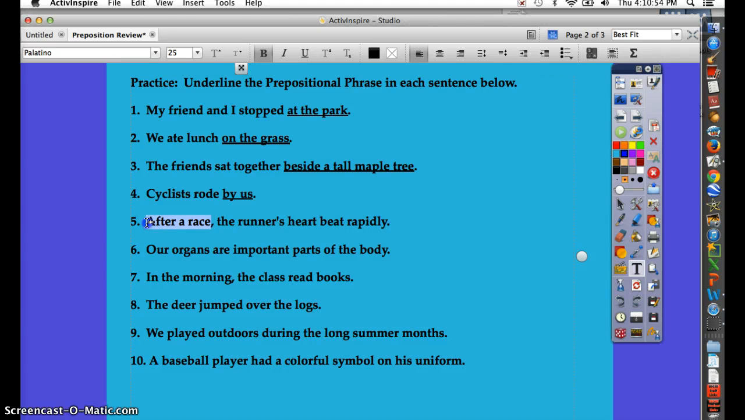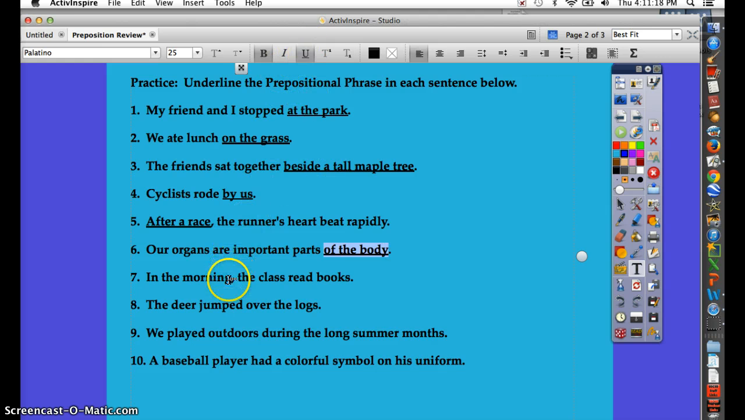We have after a race as the prepositional phrase right at the beginning of the sentence. And during the unit, don't forget we studied that comma rule. Introductory clauses, pretty much 90 to 95% of the time, are going to be a prepositional phrase. Okay, number 6, our organs are important parts of the body. Of the body would be the prepositional phrase for number 6.